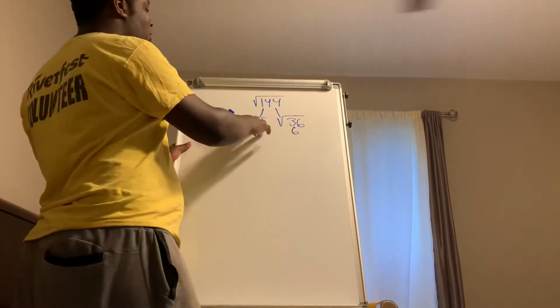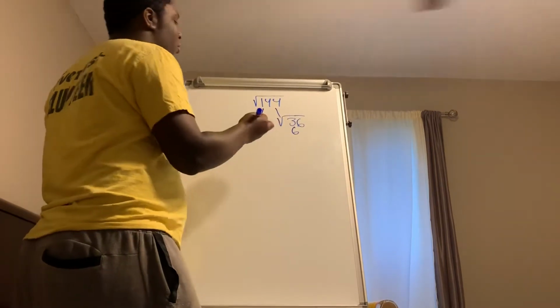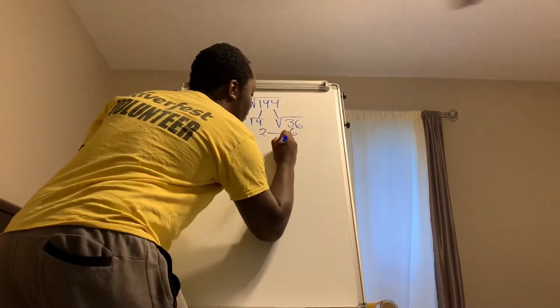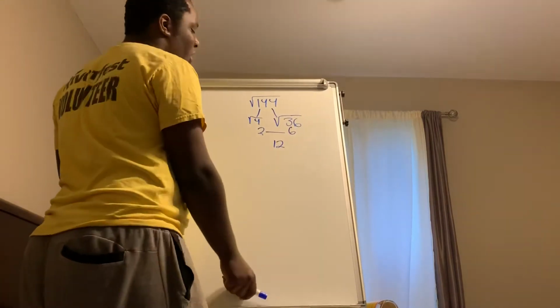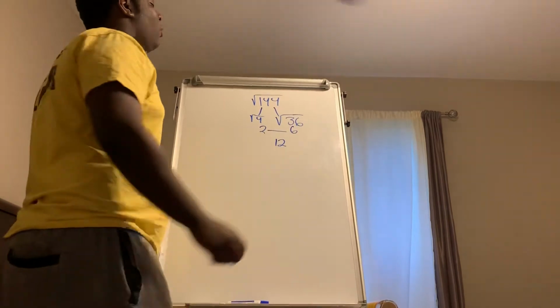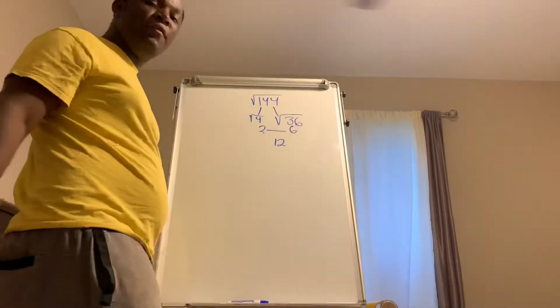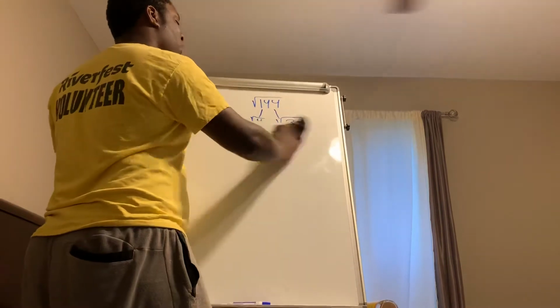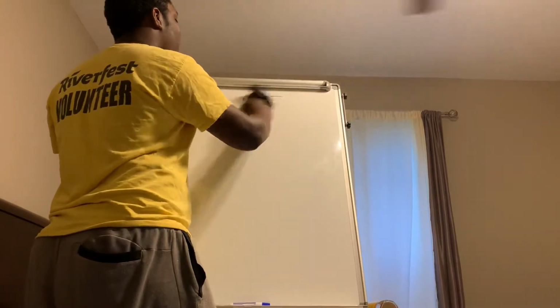We know the square root of 4 is 2. So we're going to do a 2 here. Just multiply them, and our answer is 12. The square root of 144 is 12. So 144 is a perfect square. That means you can multiply a number by itself, and you can get that number.